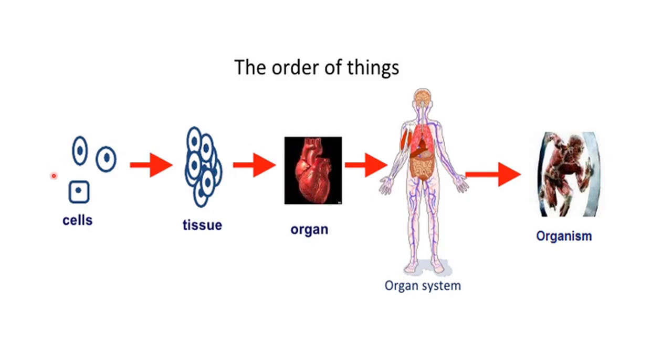Now this is the order. A cell will make tissue, tissue will make an organ, organs will make an organ system, and organ systems will make the organism. So this is the cell of the heart, these are the tissues of the heart, this is the organ heart, this is the circulatory system, and this is an organism. It could be you, it could be an animal.